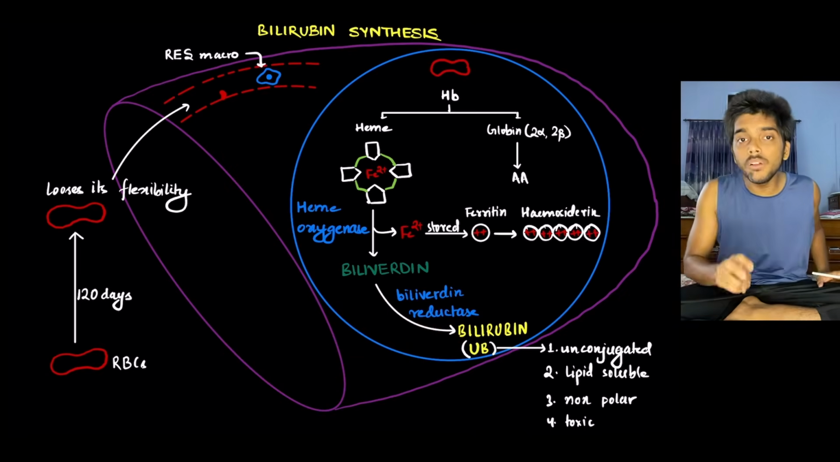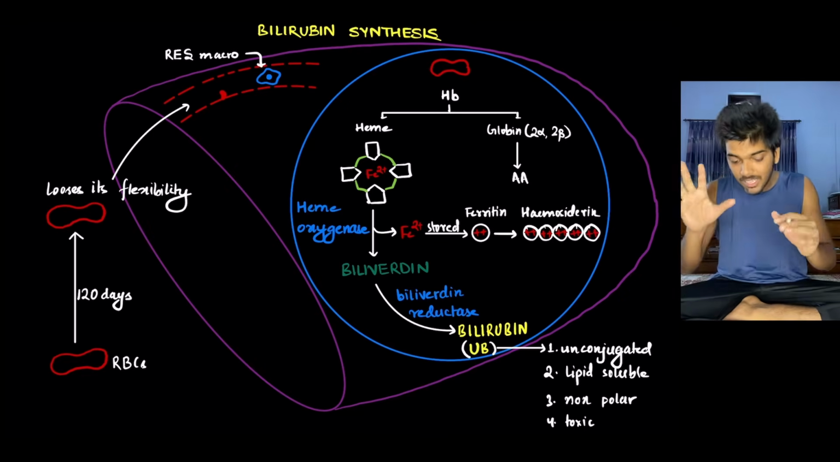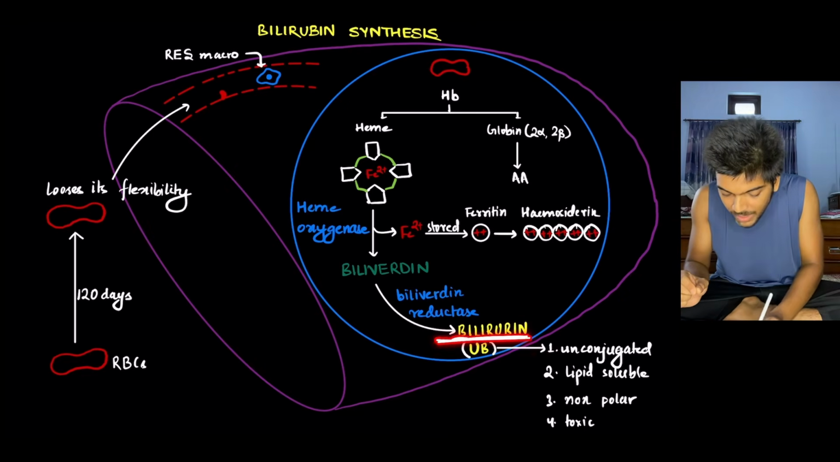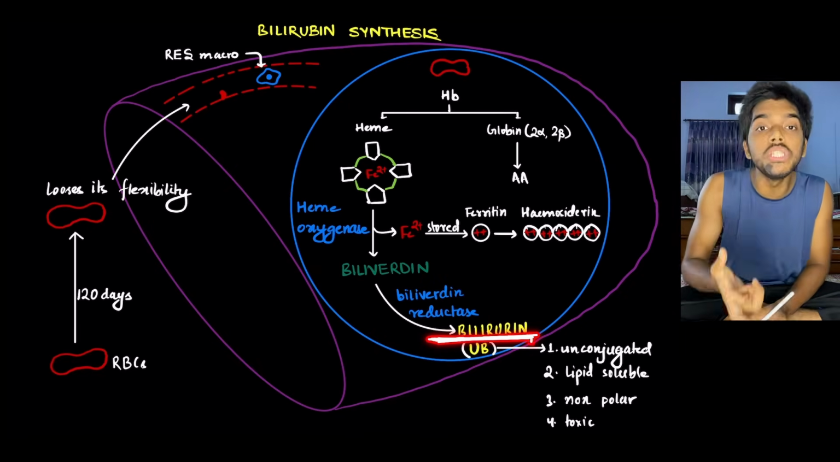So you don't want two things from happening, okay? You don't want two things from happening. See, bilirubin produced in the macrophage of the spleen from the degradation of hemoglobin is unconjugated.